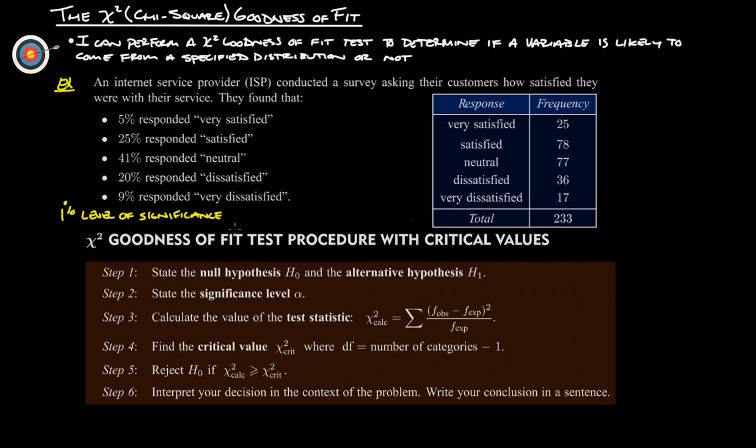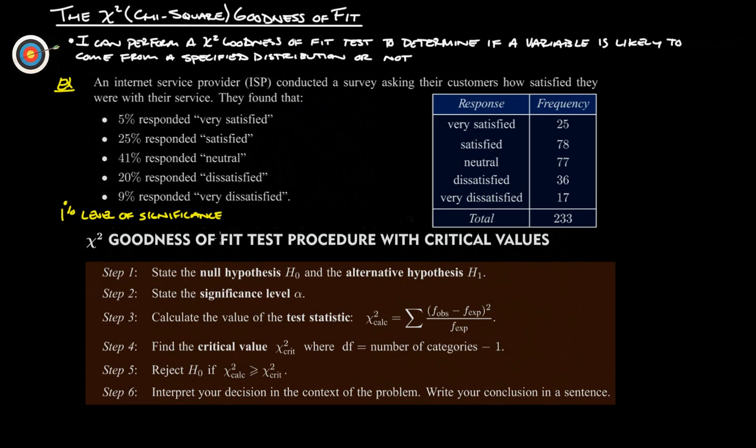I rearranged this so that we can get our chi-square goodness of fit test procedure with critical values table on here, because I couldn't fit it all in. So I just moved the data up here and got rid of our question down here. The important part is that we want to go through and do a chi-square test at a 1% level of significance.